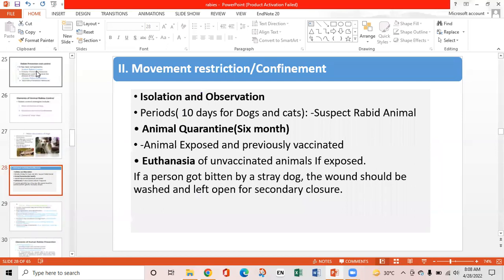Movement restriction or confinement, isolation and observation periods: 10 days for dogs and cats, suspect rabid animal. Animal quarantine, that is 6 months, for animal exposed and previously vaccinated. Euthanasia of unvaccinated animals if exposed. If a person got bitten by a stray dog, the wound should be washed and left open for secondary closure.